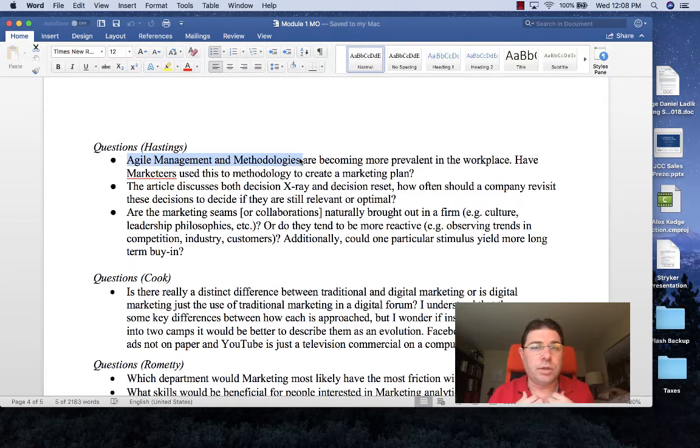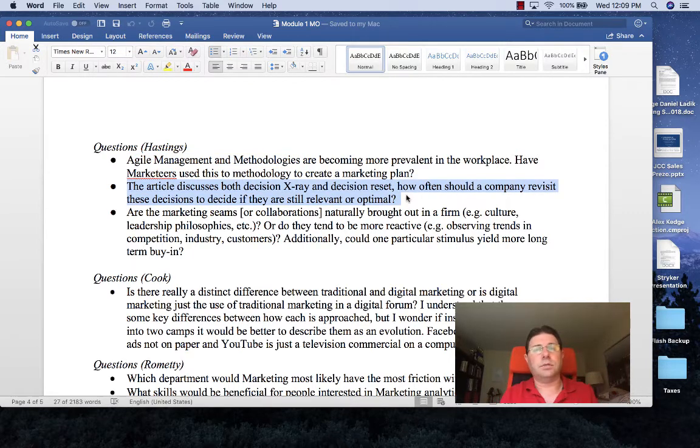Have marketers used this methodology to create a marketing plan? Of course they have. Absolutely. Whether you want to call it agile, whether you want to call it MO, look, this is Hastings, Netflix. Netflix is unbelievable in the way they can, the focus on the algorithm to make better customer service and recommendations is unbelievable. Netflix is amazing. It's why they're doing so well.